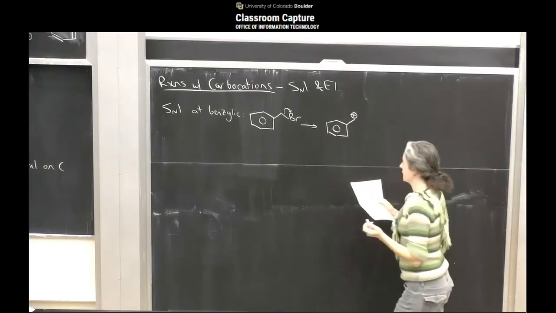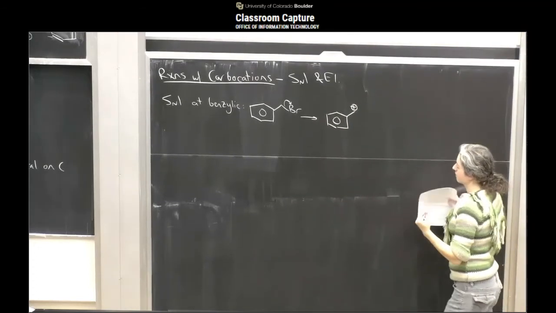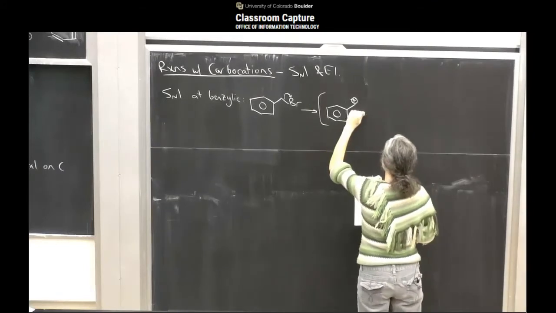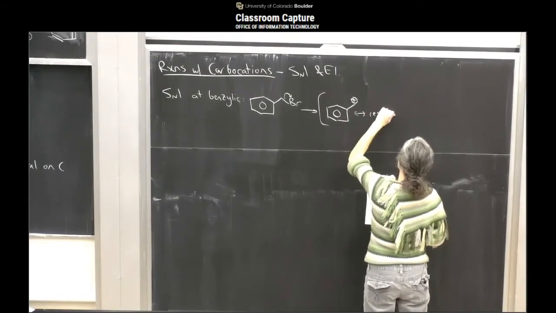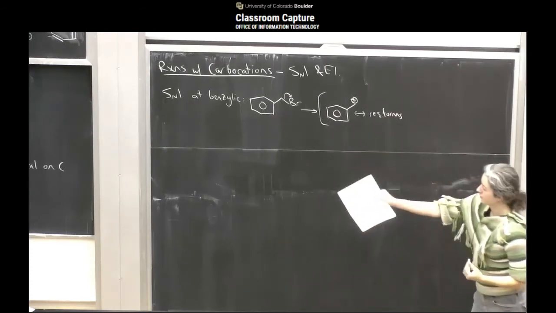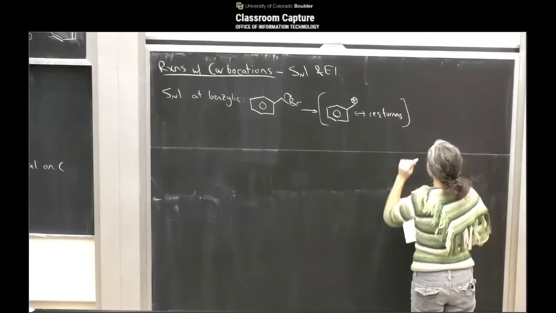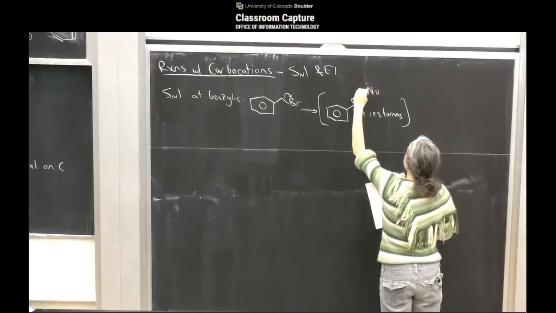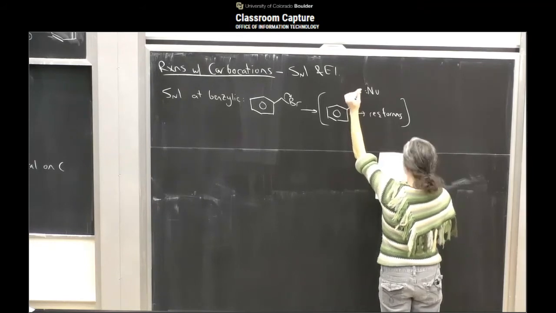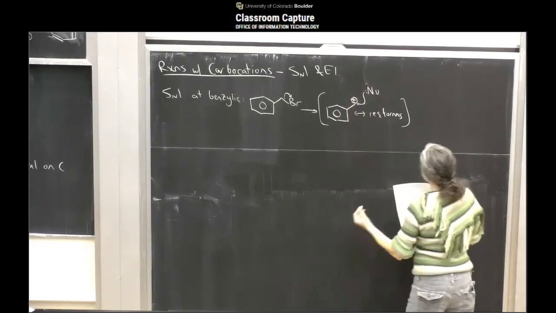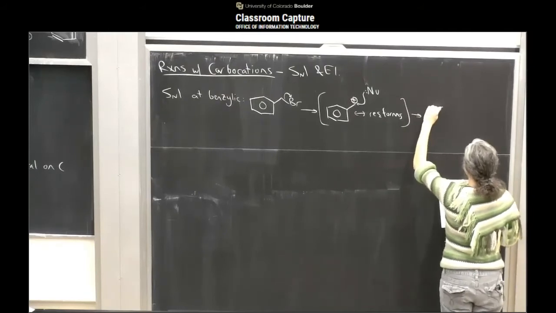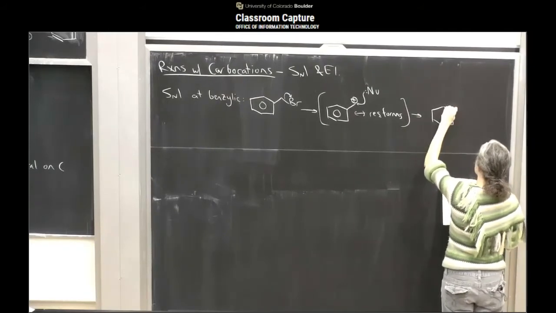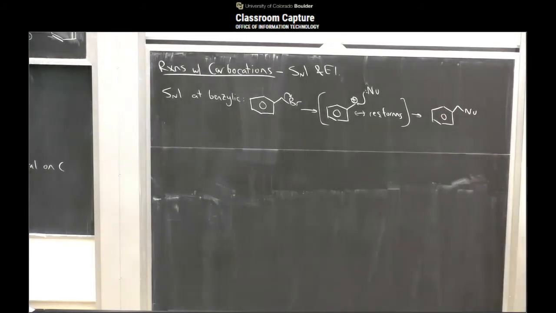Which gets us a carbocation. And here's where we can show all of the other resonance forms that I drew out over here. I'm not going to do them again, though. And then whatever nucleophile we have can come in, attach to the carbocation, and give us the benzylic whatever nucleophile we stuck on there. Okay.